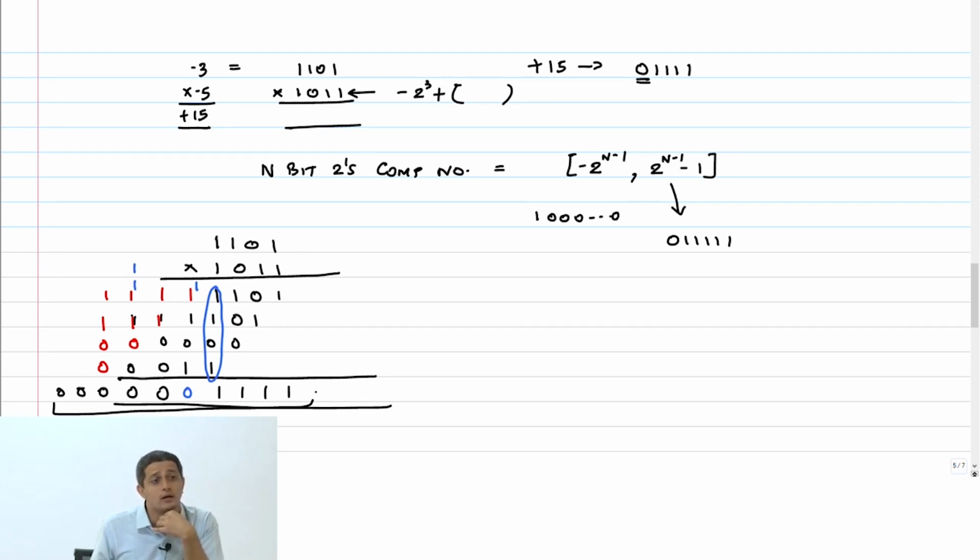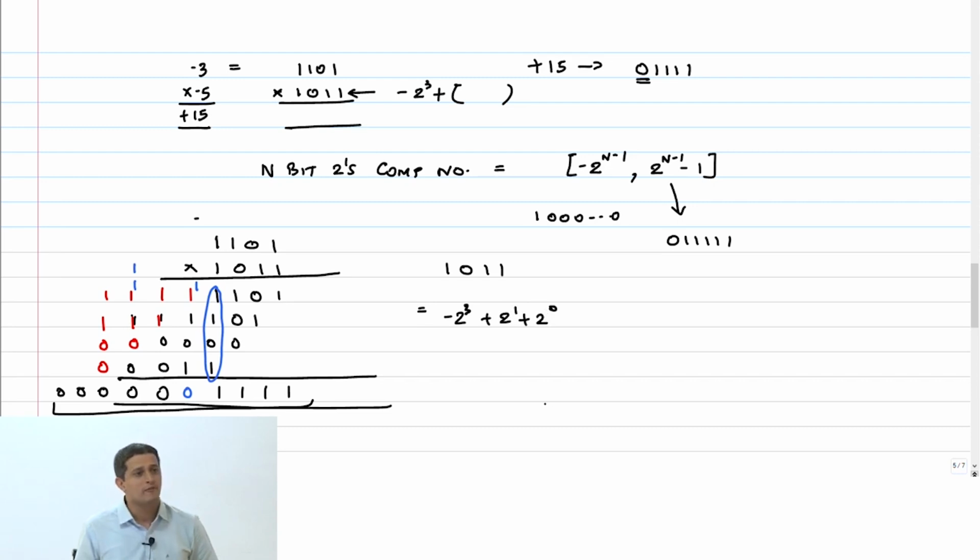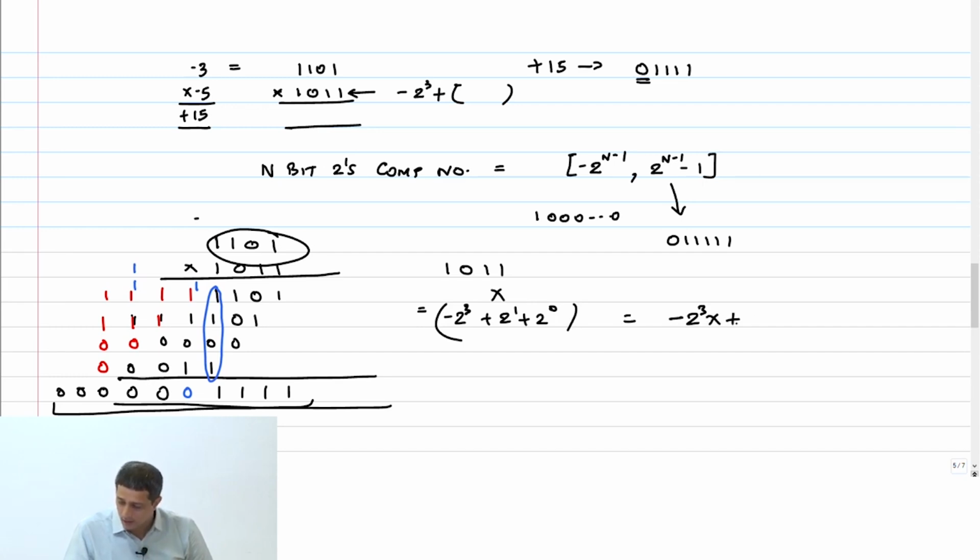Why are we doing only in the? Correct. Oh, that's because you look at the mathematical representation, right? If you take this 1011, this is basically minus 2 power 3 plus 2 power 1 plus 2 power 0. And we are now multiplying with this number, right? Let's say this is x into this. So if I write this, it will be minus 2 power 3x plus 2 power 1x plus 2 power 0x. That's what we are doing here.